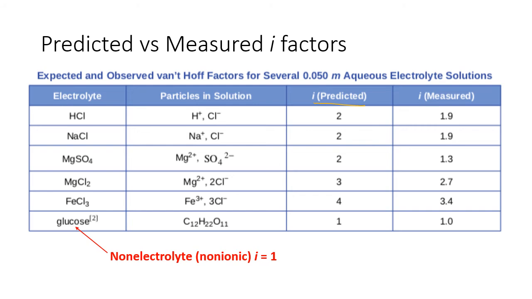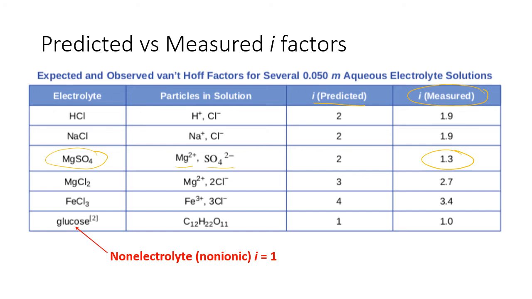If the problem does tell you the true or measured value for the I factor, you can go ahead and use that. But let's look at an example here. HCl breaks up into H plus and Cl minus, so we predict it forms 2 particles, but in reality, the I factor is 1.9. Or if we look at something like magnesium sulfate, that should break up into magnesium 2 plus ions and sulfate anions, so we predict 2 particles. But the ion pairing is really strong in something like this, so the actual measured I factor is only 1.3. There's no way you would know that value unless it was given to you.